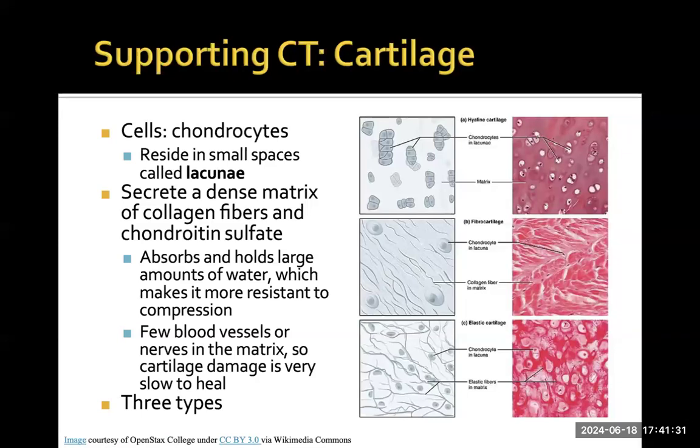So like in between your vertebrae, right, which is the bones of your spine. So when you do things like jump, it doesn't hurt because you have cartilage in between them. And then you'll also find there's few blood vessels or nerves in the matrix, which means that cartilage damage is very, very slow to heal. So with a low amount of blood and a small amount of nerves, if you damage cartilage, it takes a very long time to heal.